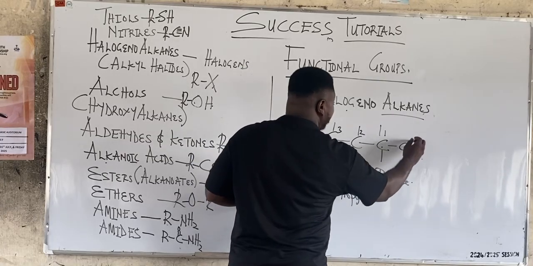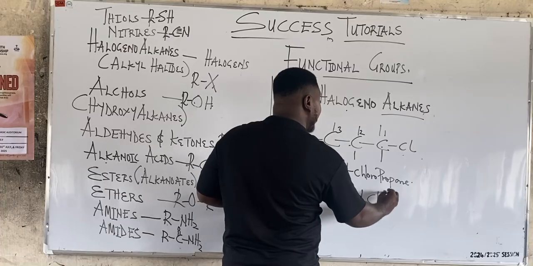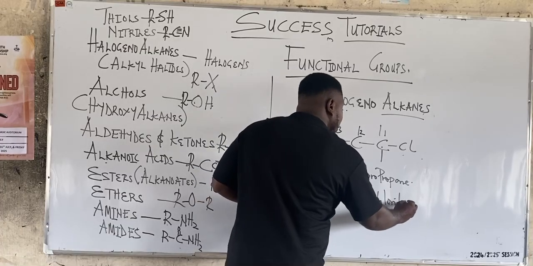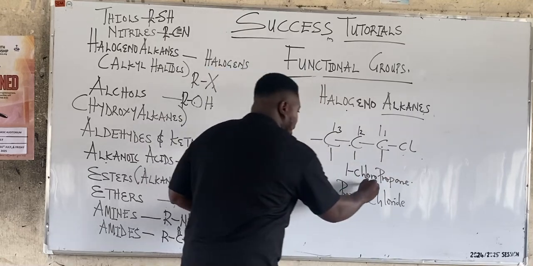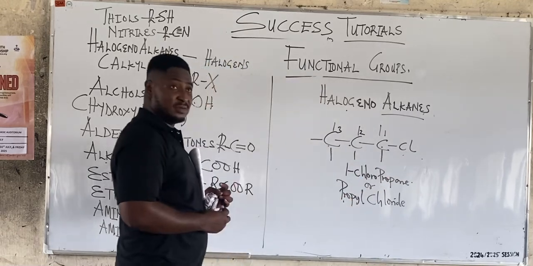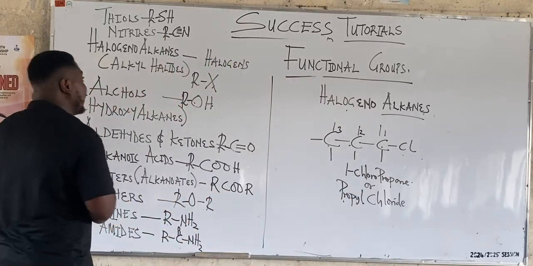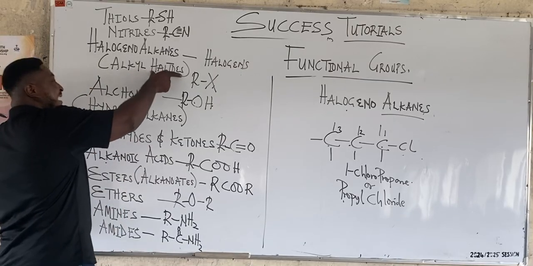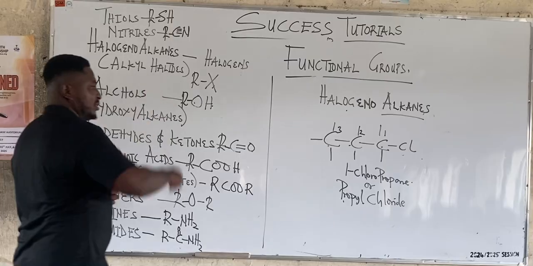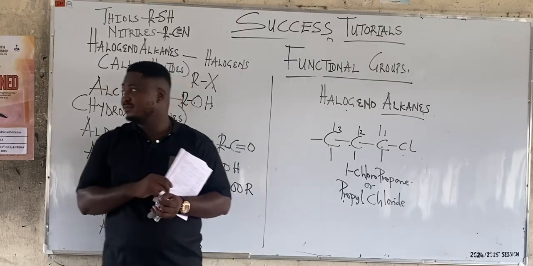Now, it was chlorine that was here, right? So then propyl chloride. Propyl what? So class, you can either call this 1-chloropropane or propyl chloride. In the propyl chloride format, it means you're mentioning the alkyl group, where propyl is an alkyl, before the halide, chloride. Propyl chloride.